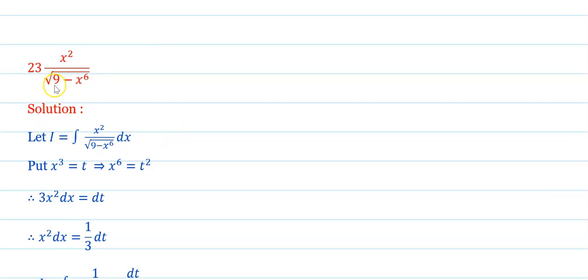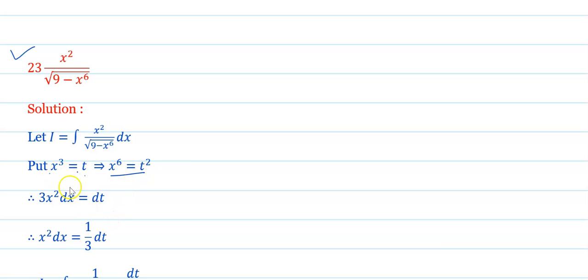Easy question. Integral of x square upon root of 9 minus x raised to 6. Now x raised to 3 is equal to t. Its derivative is 3x square, therefore it's an easy one. I is equal to integral x square upon root of 9 minus x raised to 6 into dx. x raised to 3 is t. And hence x raised to 6 means what?